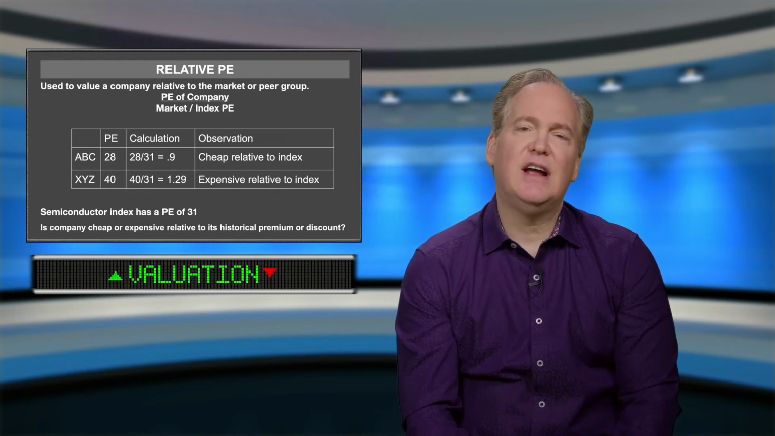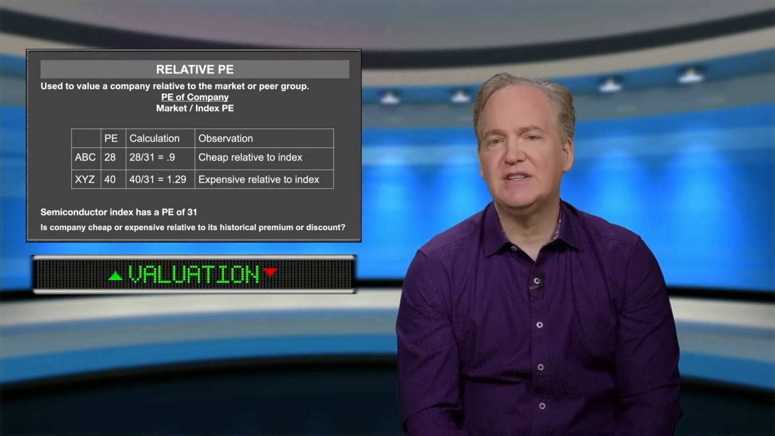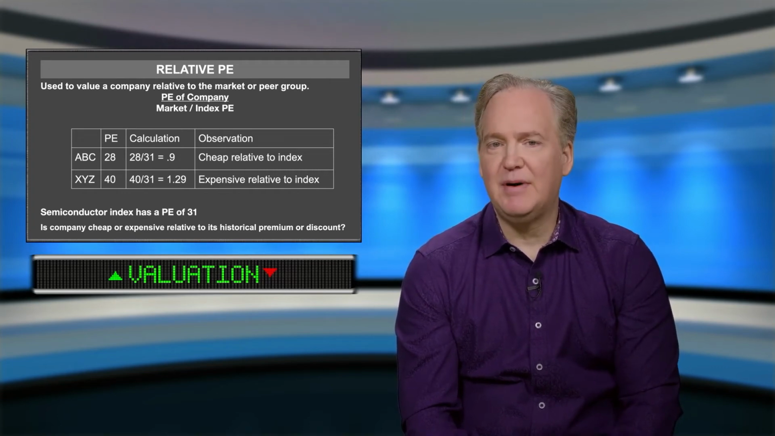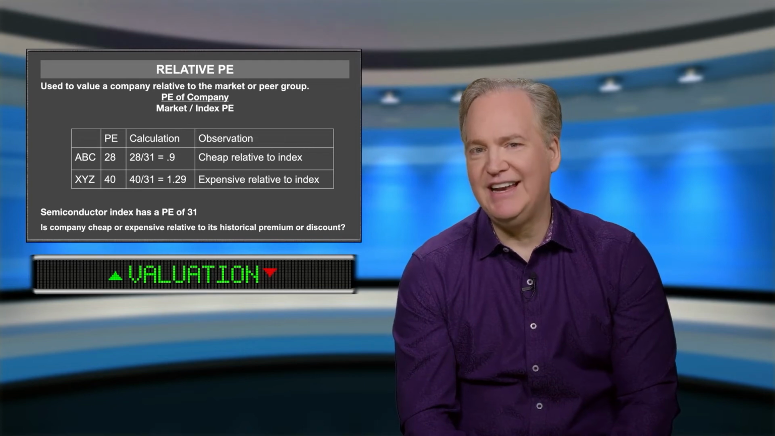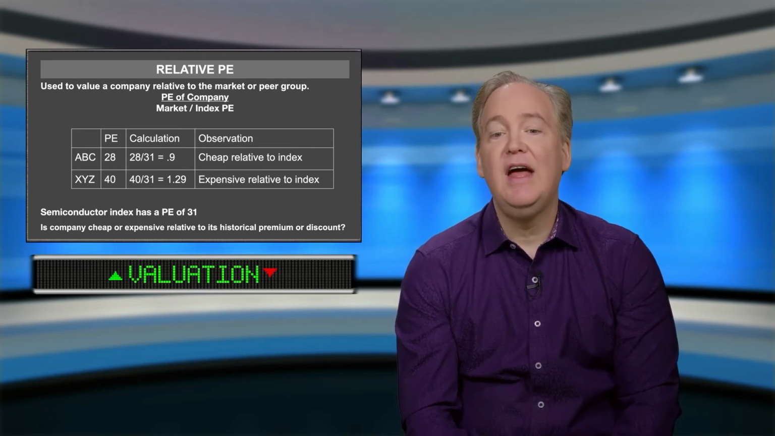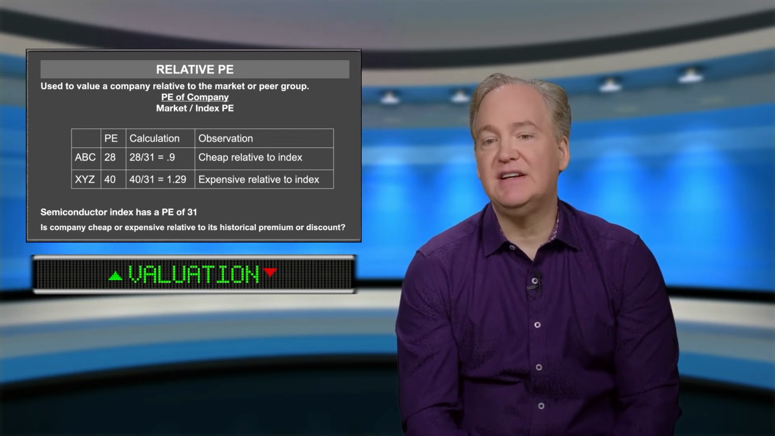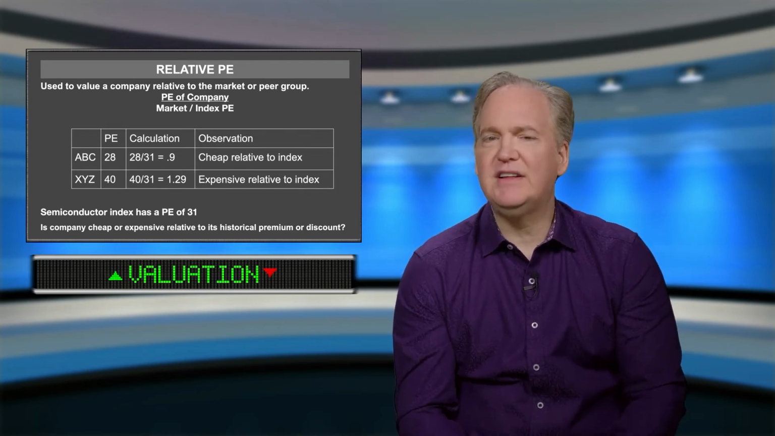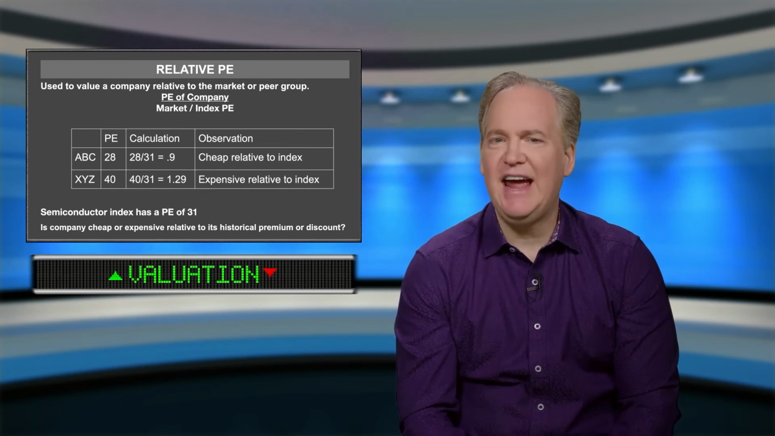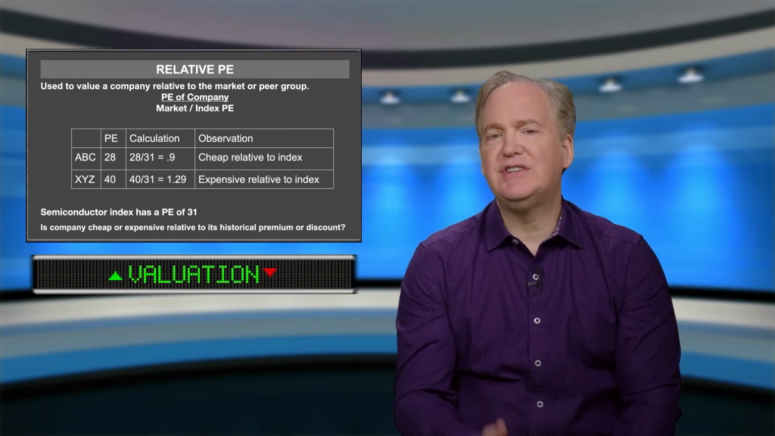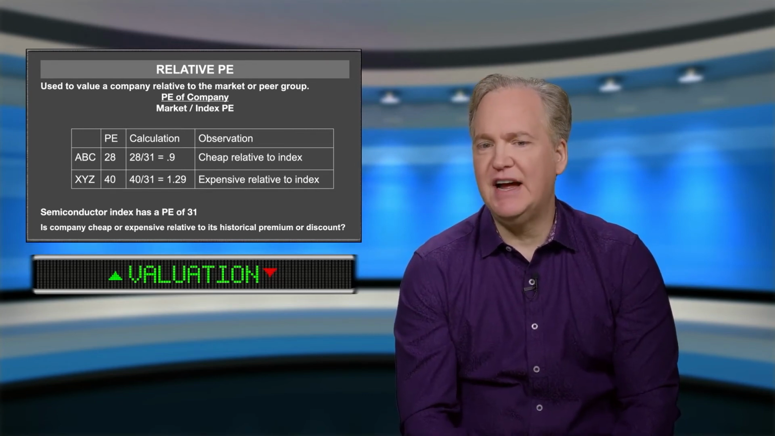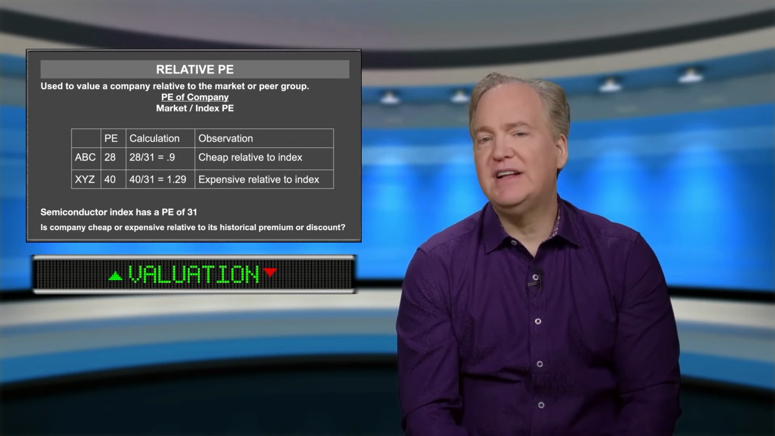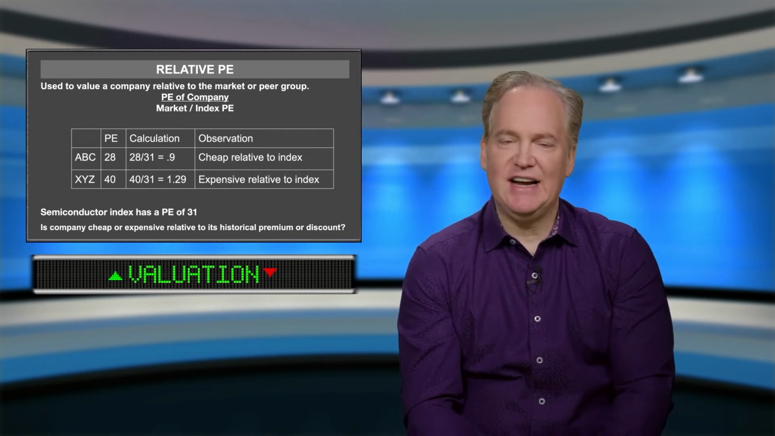Now we take a look at the relative PE for XYZ, and we take their PE of 40 and divide it by the market PE or the index PE of 31, and we see that its relative PE is 1.29. Now when you have a relative PE of less than 1, it indicates that the corporation may be cheap to its reference index, and when it's greater than 1, it is relatively expensive to the index.